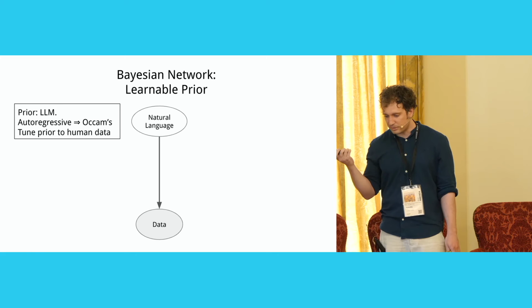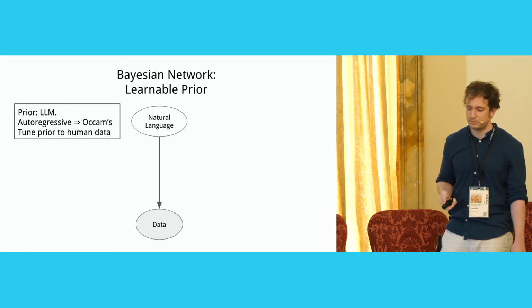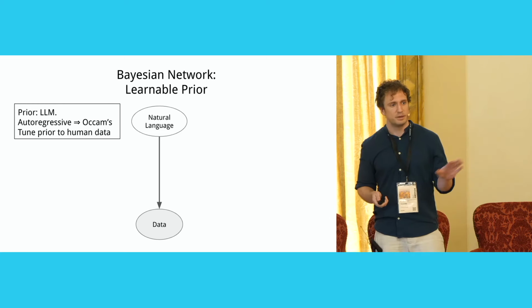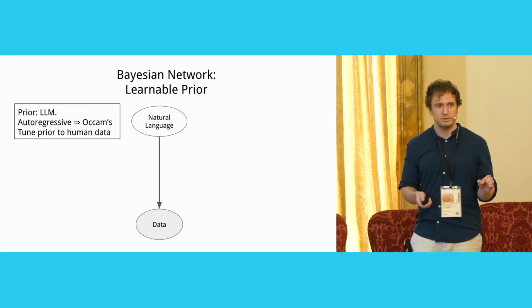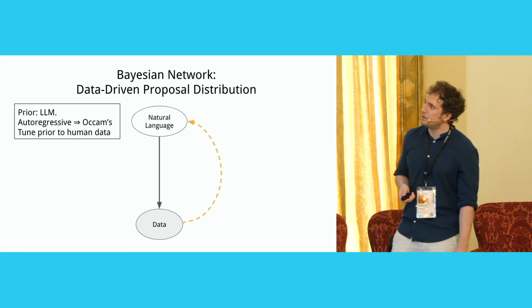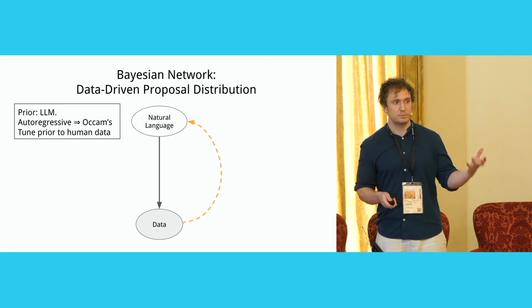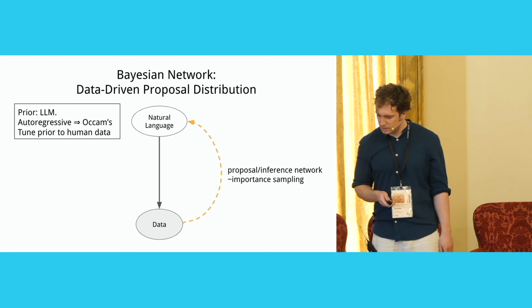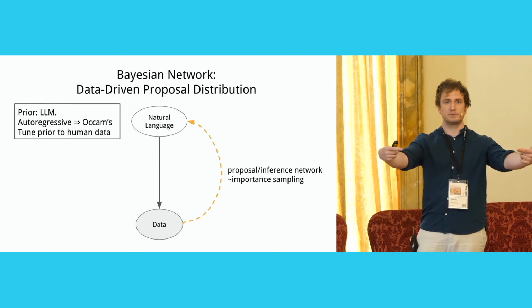You can go one step beyond that. You can also kind of fine-tune the prior to human data, and we'll see that in a few minutes. It gets you a somewhat better fit to the data, but even an out-of-the-box pre-trained model is pretty good because it prefers simpler hypotheses. OK, so the way that the bottom-up process enters the picture is as a kind of inference network or a proposal distribution. So you can think of it as doing something like importance sampling. It generates candidate hypotheses. Those get reweighed.